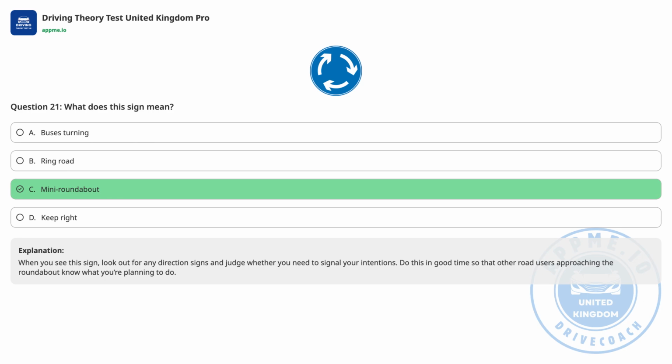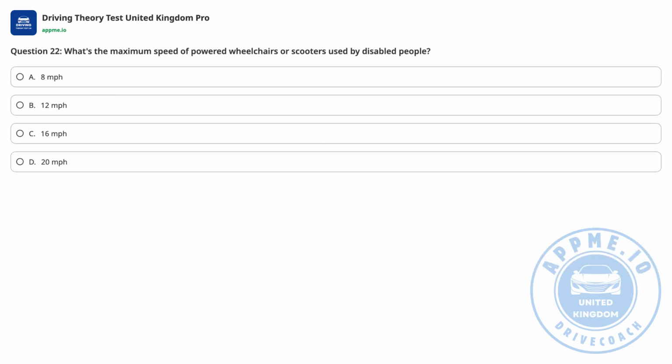The correct answer is C. Question 22. What's the maximum speed of powered wheelchairs or scooters used by disabled people? A. 8 miles per hour. B. 12 miles per hour. C. 16 miles per hour. D. 20 miles per hour.